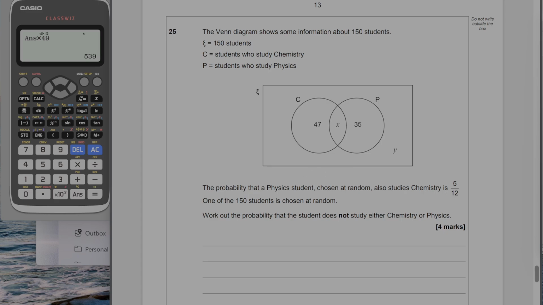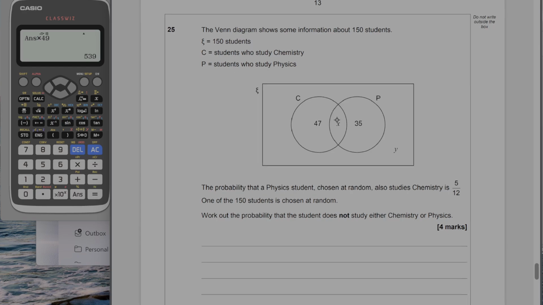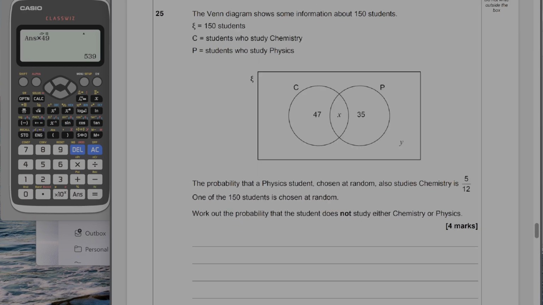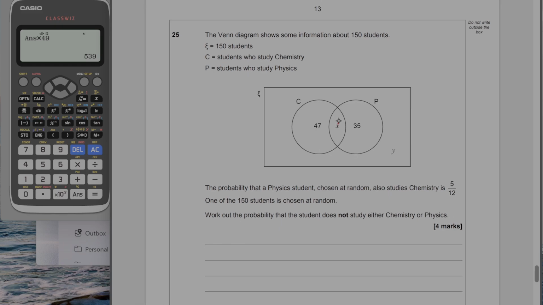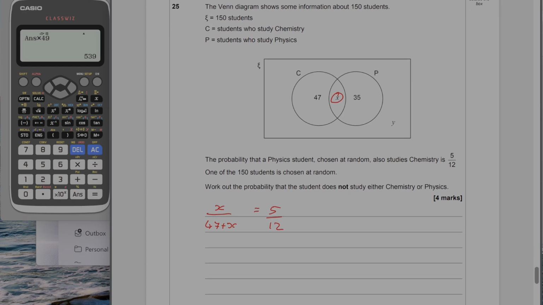Okay, so that means work out the probability that a student does not study either. Right, so we're going to start by working out x. To do that, I'm going to say that x over 47 plus x must be equal to 5 over 12. So that means that this has to be a multiple of 12. So what I'm going to say is, in effect, times by n.